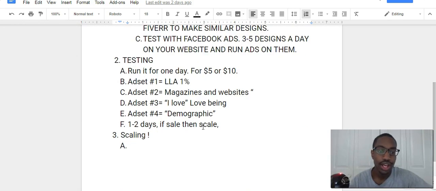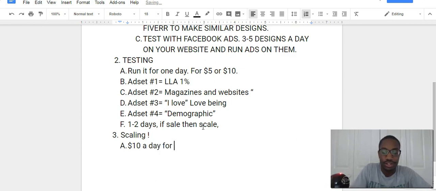When you're scaling your ads, you have to take into account how much you want to spend per day and basically how much money you have. I usually recommend running an ad set for $10 a day. So that's step number one: $10 a day for 1 to 2 days.